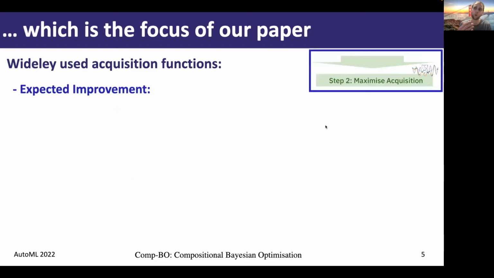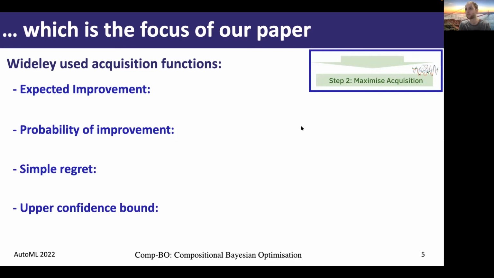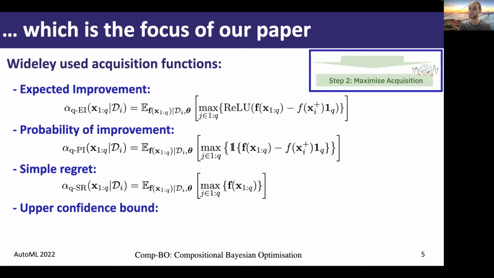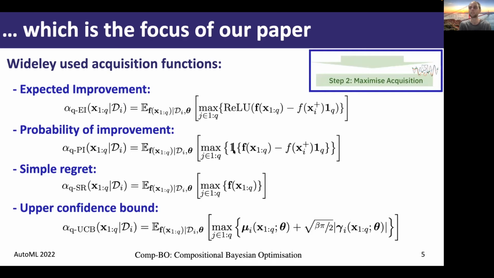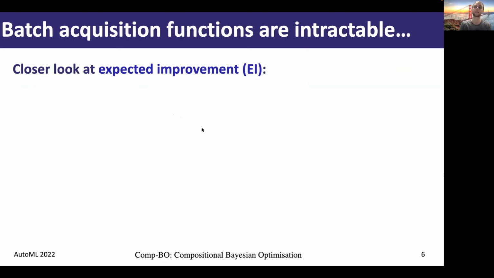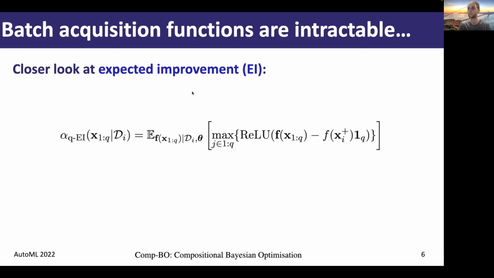There are 4 widely used acquisition functions that we will lean on during this presentation: expected improvement, probability of improvement, simple regret, and upper confidence bound. The formulas for all these acquisition functions are quite similar in their structure. They all depend on the expected value over the posterior of the GP. Since they share the same structure, let's have a closer look at expected improvement, and we could extend the results we derive on expected improvement to the other acquisition functions.